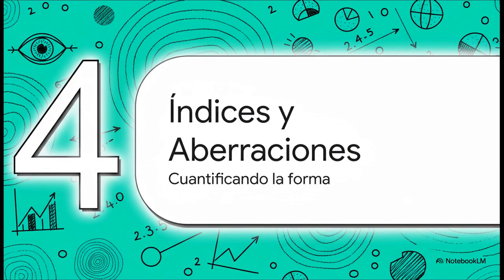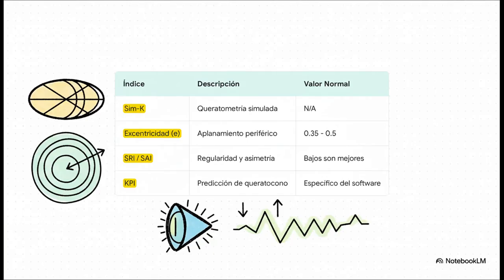Now, let's shift from the visual maps to the hard numbers. We're going to look at the specific indices and aberrations that quantify the cornea's shape and its direct impact on a patient's visual quality. Every topography provides a set of key numerical indices.